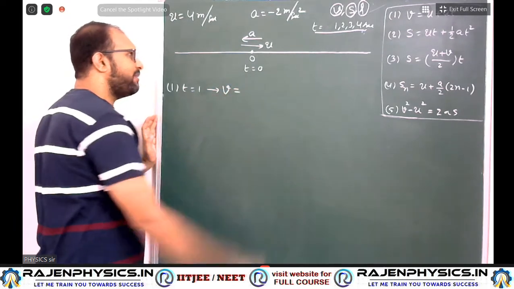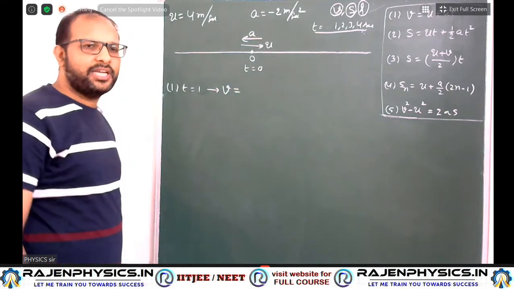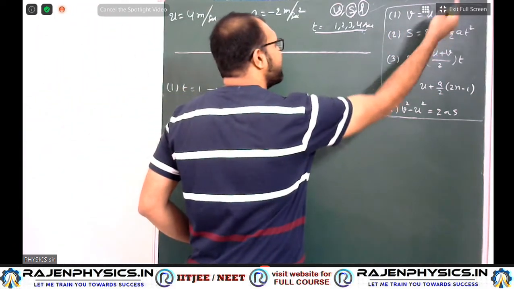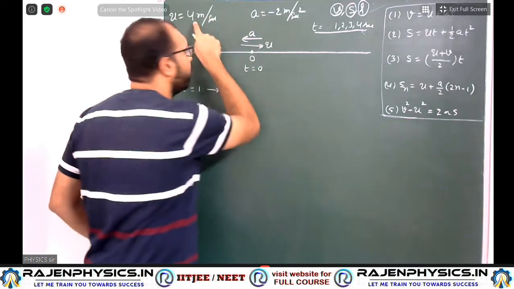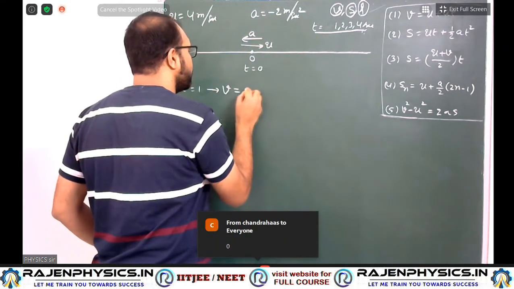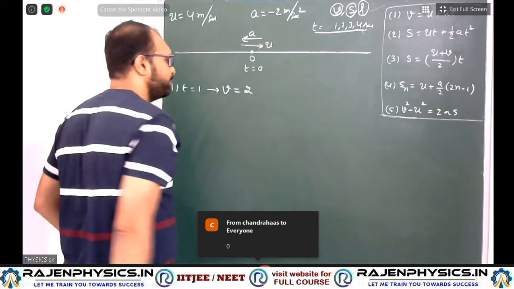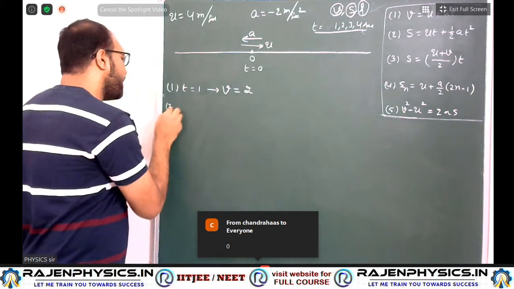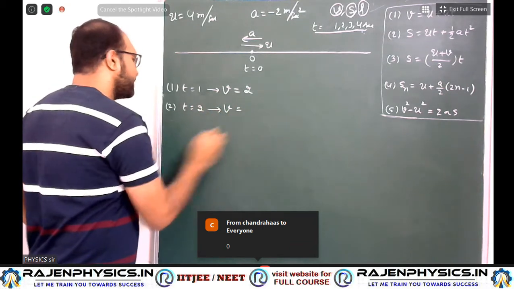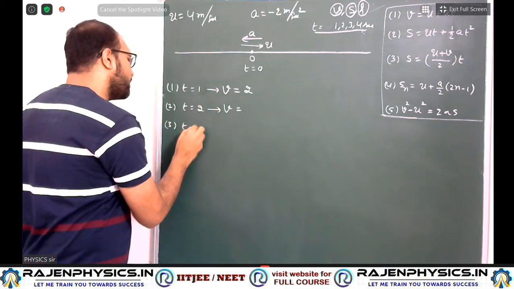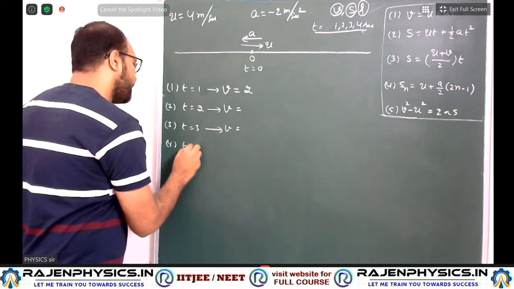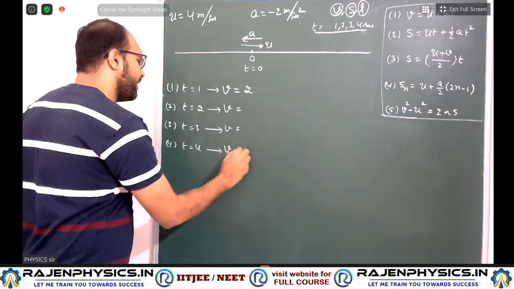You please tell me the velocity quickly after calculation, because I'll do the simple calculation. v equal to u plus at, u is 4, a is minus 2, t is 1, 4 minus 2, 2. Then next one, t equal to 2 seconds, velocity. t equal to 3 seconds, velocity. t equal to 4 seconds, velocity.